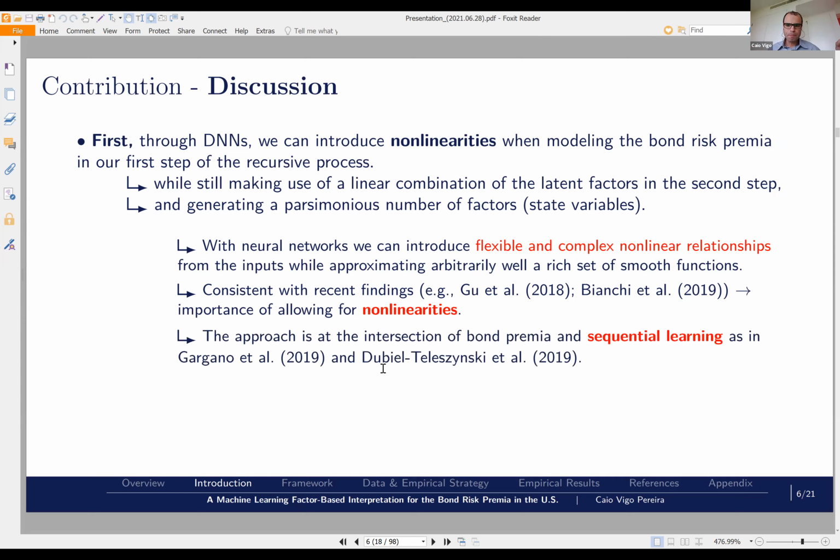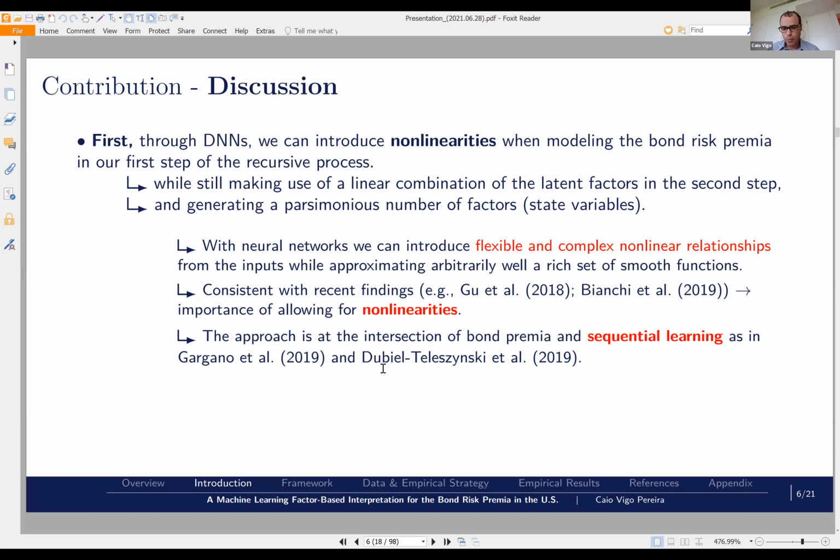What I'm doing here, at each point in time, each T, I will re-estimate everything. The machine learning will re-estimate all the parameters. So there is sequential learning, a Bayesian view of the problem here. And the literature shows how important sequential learning is in the bond risk premium problem and also in general in financial economics.